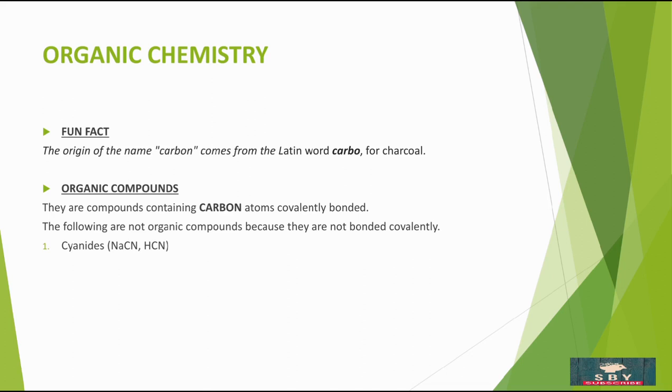Now we have cyanides. Cyanides are bonded ionically. We have sodium cyanide for the first one here. We also have hydrogen cyanide. We have carbonates, calcium carbonate, and then sodium hydrogen carbonate as well. Then we also have oxides, carbon dioxide, carbon monoxide. Although they contain carbon, they are not organic compounds. And we also have carbon disulfide. Carbon disulfide is not an organic compound.